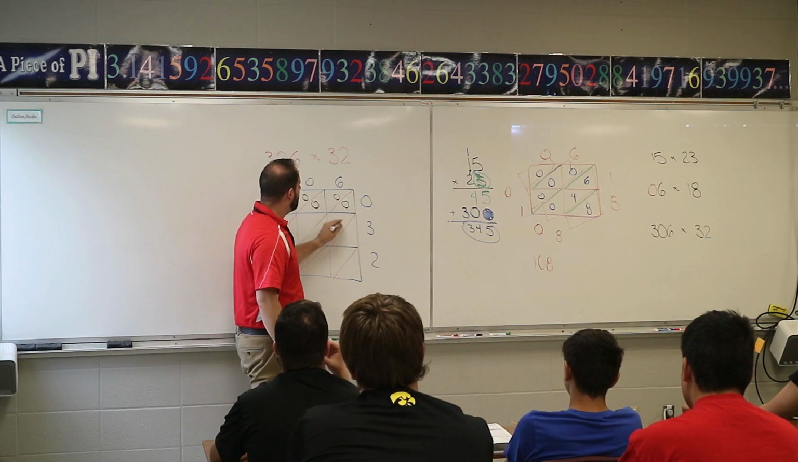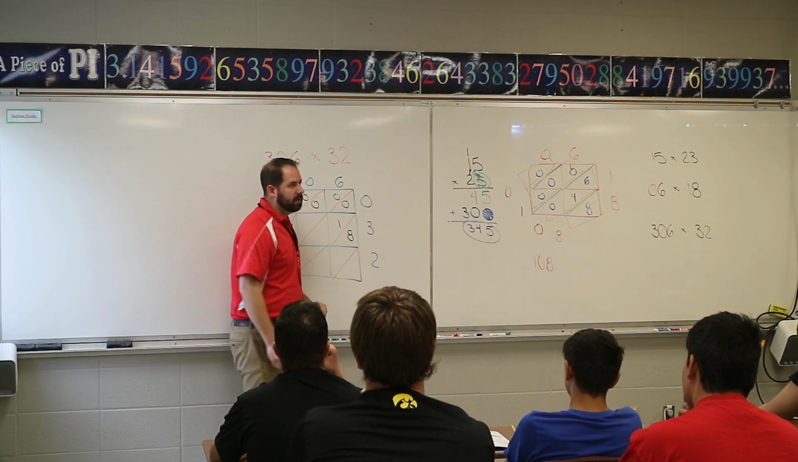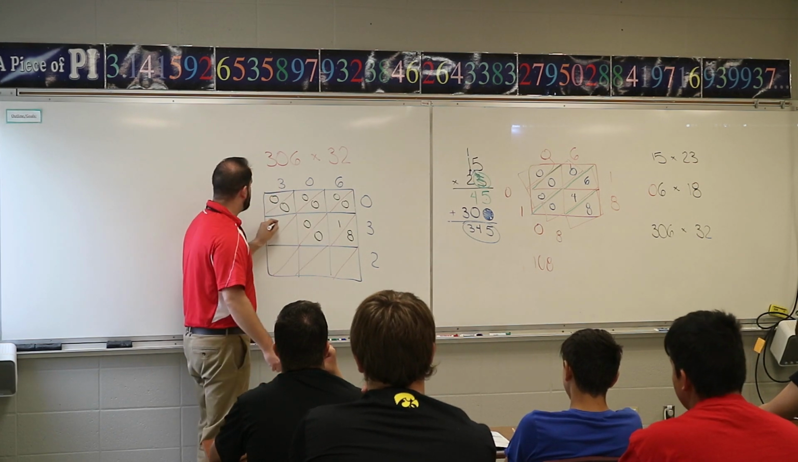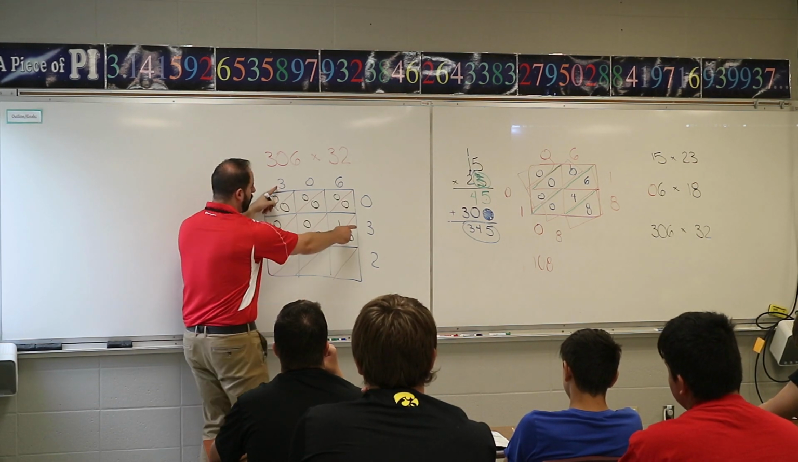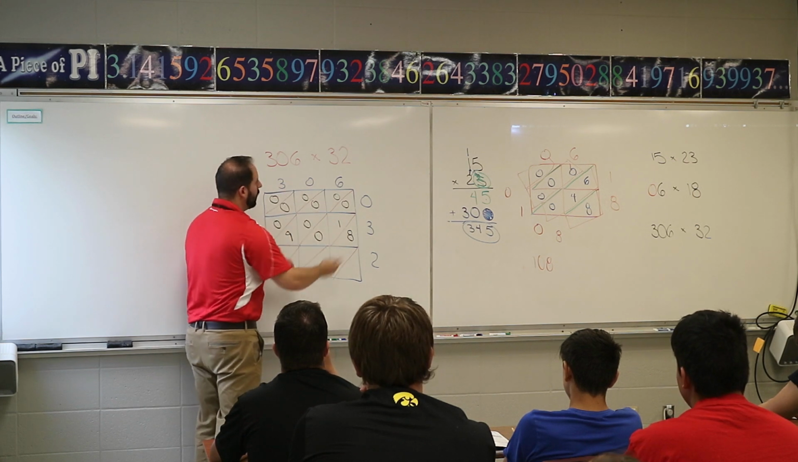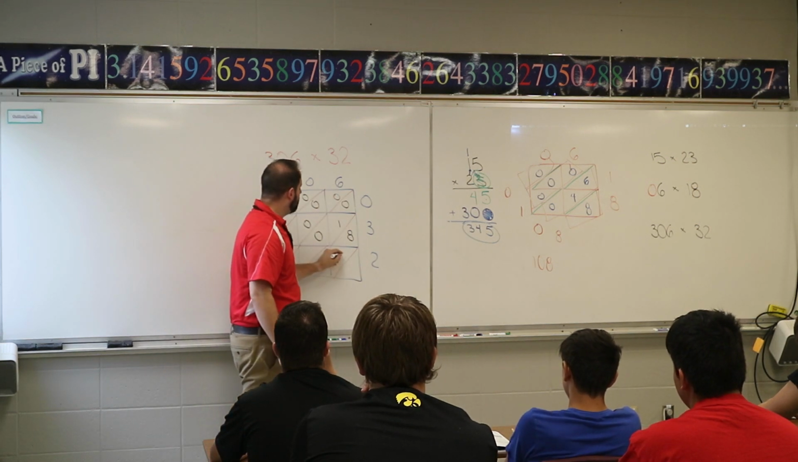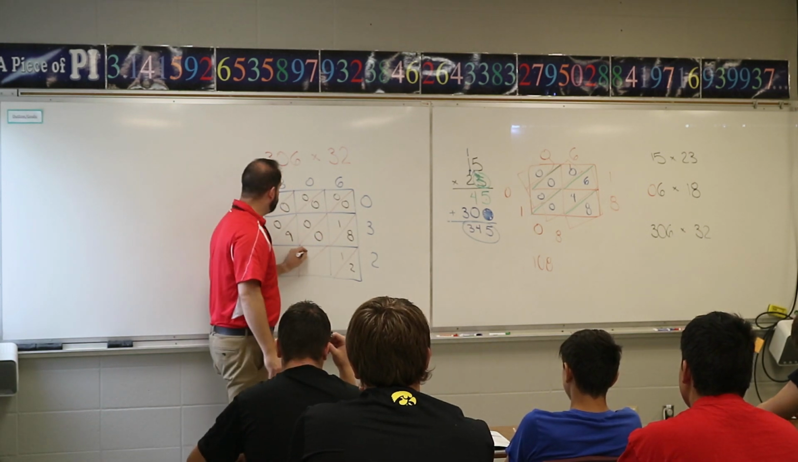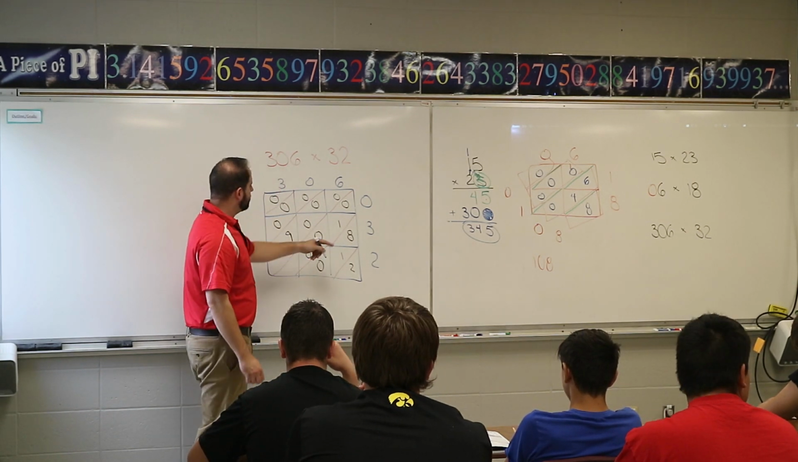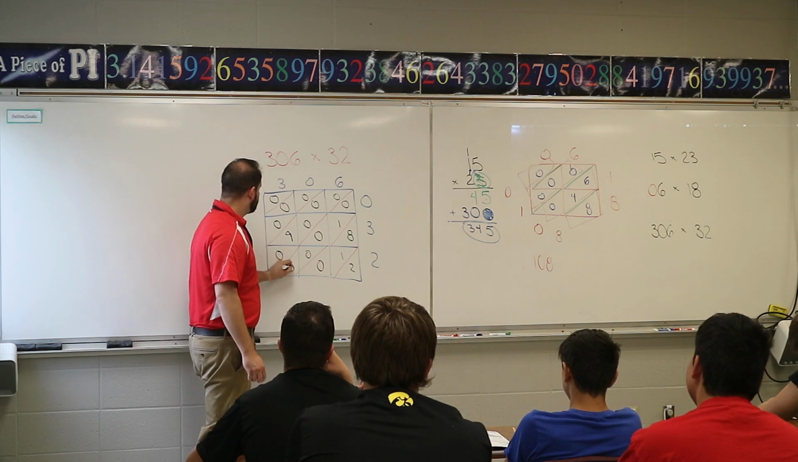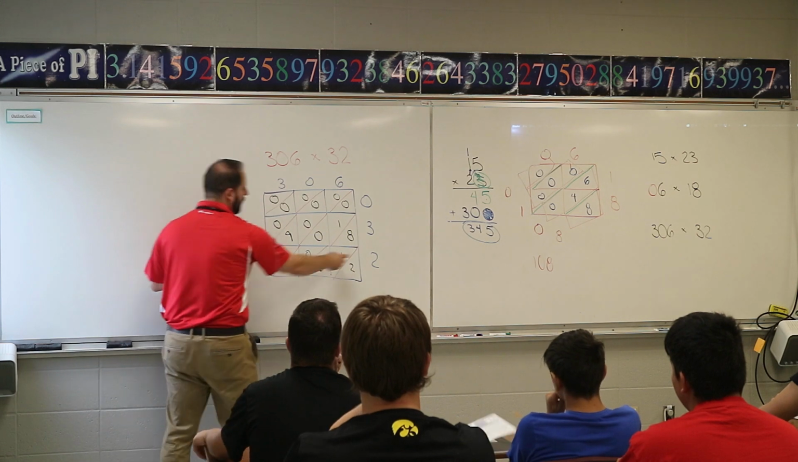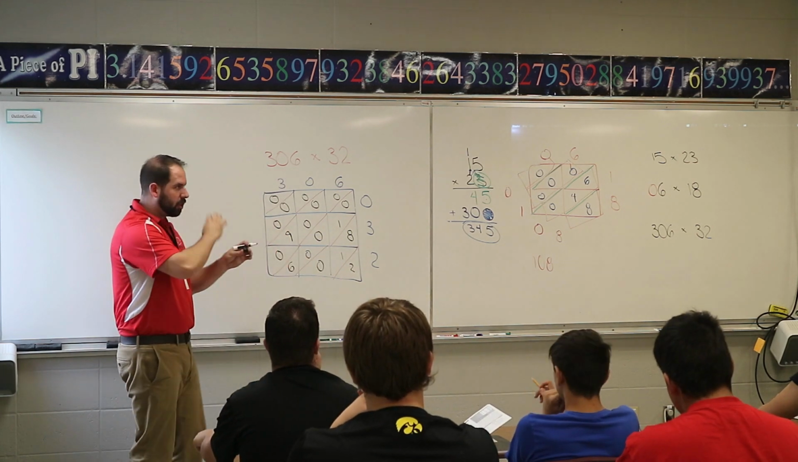6 times 3. 18. There's your 18. 0 times 3 is 0. And 3 times 3 is 9. Again, I'm just going row and column, row, column, row, column. 6 times 2, 12. If you have your multiplication chart, it's 12. 0 times 2, and 6 for 3 times 2. I always make it a 2-digit number. That's the row times the column. If you had a multiplication chart, you can fill those in.